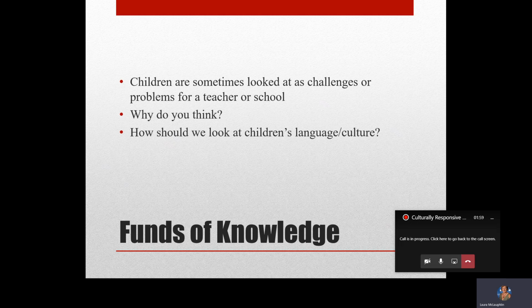And we should look at children's language and culture as a positive and welcome the diversity that comes into our classrooms. That's really important.